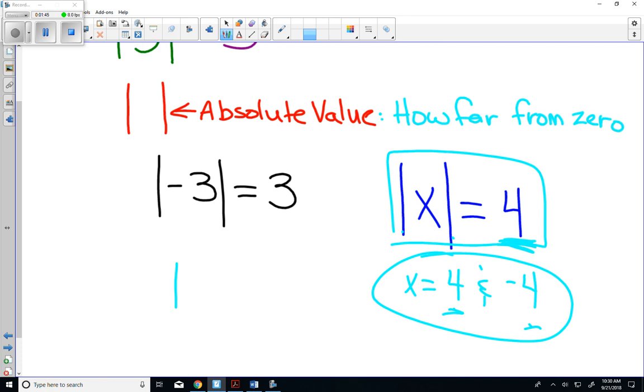Because if you had something like, what is the absolute value of x equals -2? Well, there is no distance of -2 from 0, so that means this would be a no solution type of thing. All right, so then moving on.